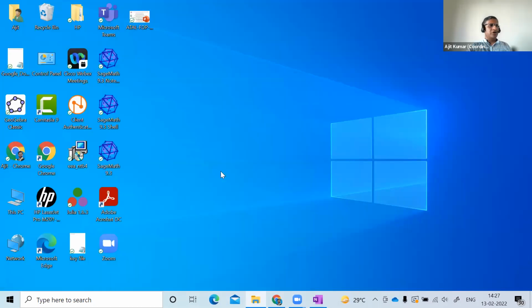Many of you who have installed Sage Math must be seeing 3 icons, right? Sage Math 9.3, whatever you have installed. 9.5 is the current version, but I think the Windows version of 9.5 is not yet available. Generally, they release it a little later. So these are the 3 icons you will get on Windows.